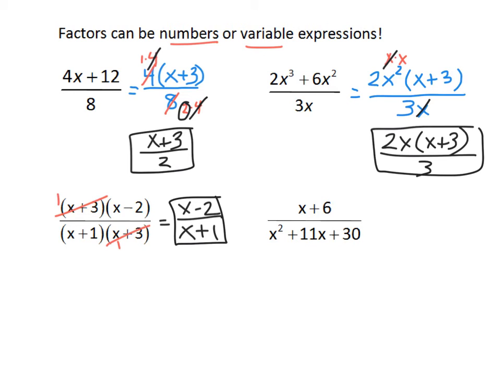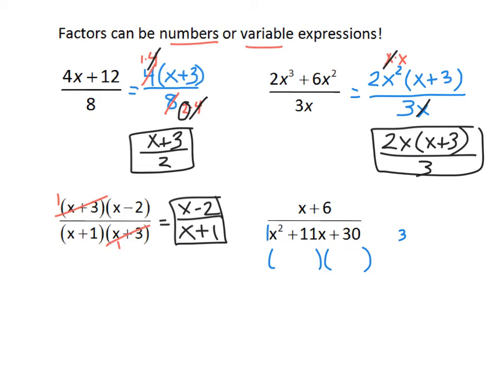So how about this fourth one? x plus 6 in the numerator and x squared plus 11x plus 30 in the denominator. Again, this is a binomial factor. It can only be canceled out with a binomial factor in the denominator. Right now we have a trinomial factor. But what can we do with a quadratic trinomial factor? Well, we can factor it, which is, again, what we've been practicing in previous lessons. We can factor this.